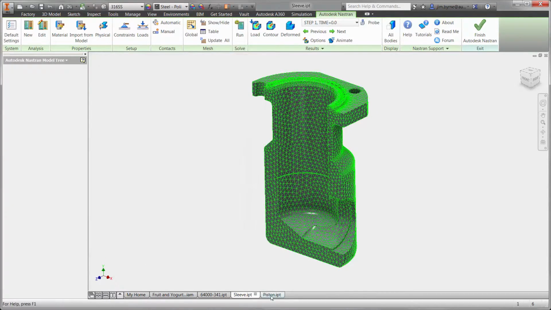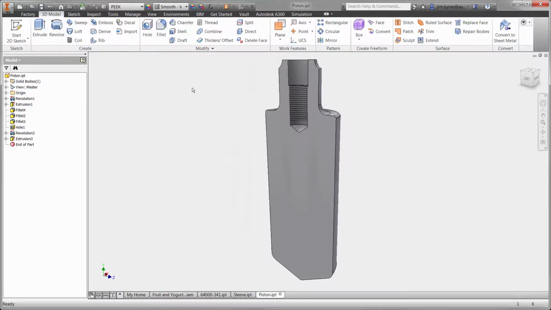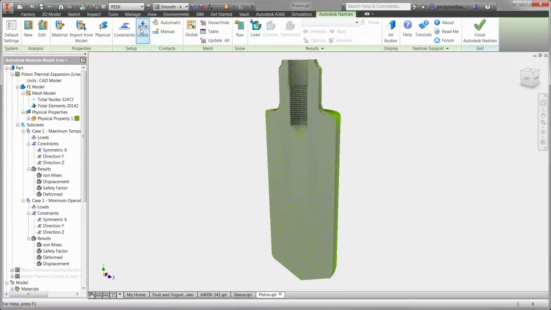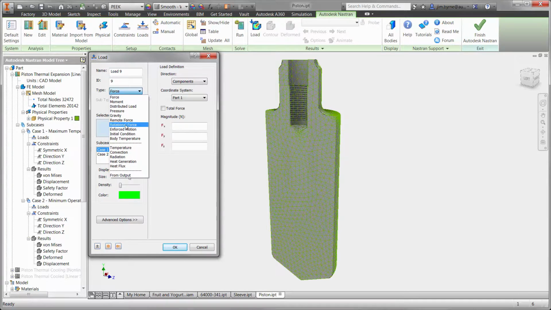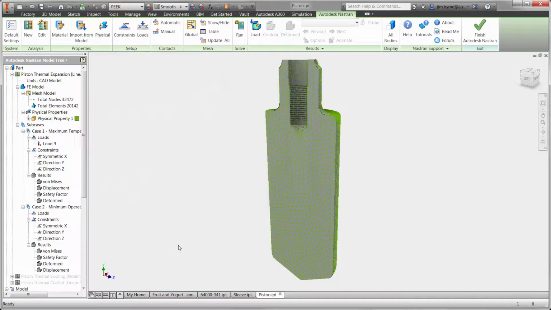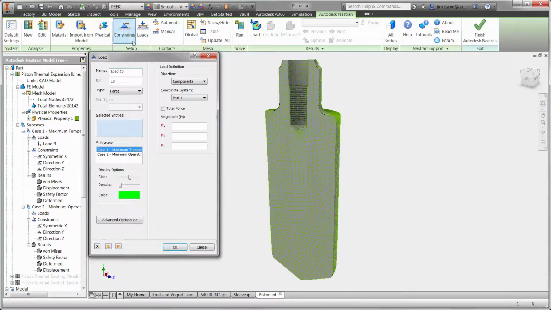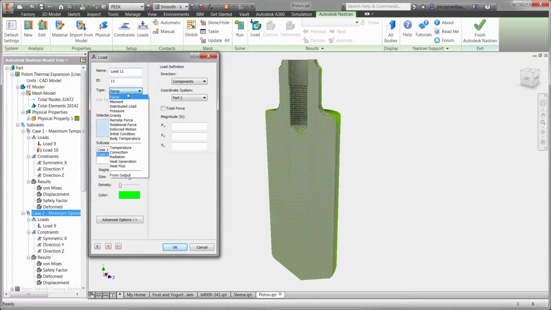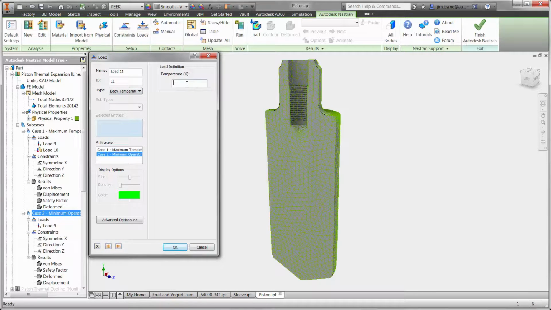Let's do the same thing for the piston since it's manufactured from a different material. Once again, we will set up a thermal expansion study to determine the displacement of the component by itself. We are starting at a room temperature and heating the part up to 350 degrees Kelvin. Let's also take advantage of multiple cases. Nastran In-CAD enables the ability to reuse boundary conditions with a drag and drop. We will run another scenario with a minimum body temperature of 310 degrees Kelvin.